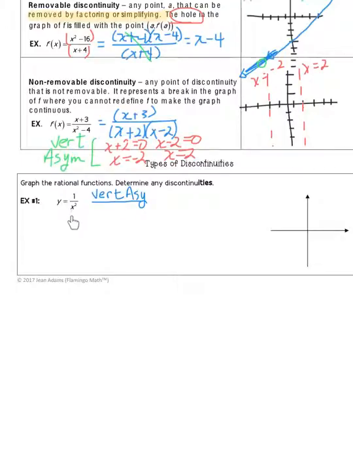So I'm going to take this denominator right here, x squared, and set it equal to 0. To solve for x, I'm going to take the square root of both sides, and I have to do plus or minus the square root on the other side. So I get x equals plus or minus 0, which just means x equals 0. So that's one of my asymptotes, so I'm going to immediately put that in here, x equals 0.